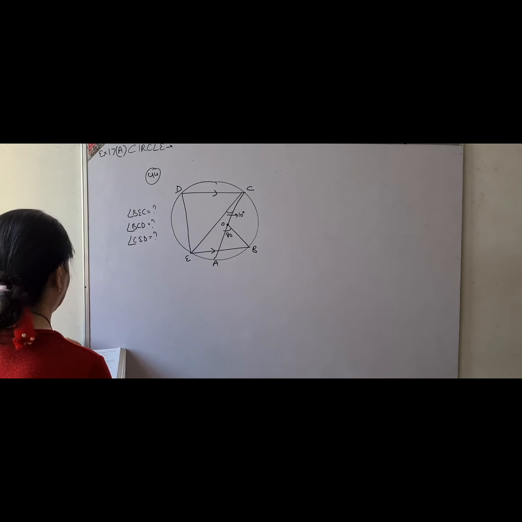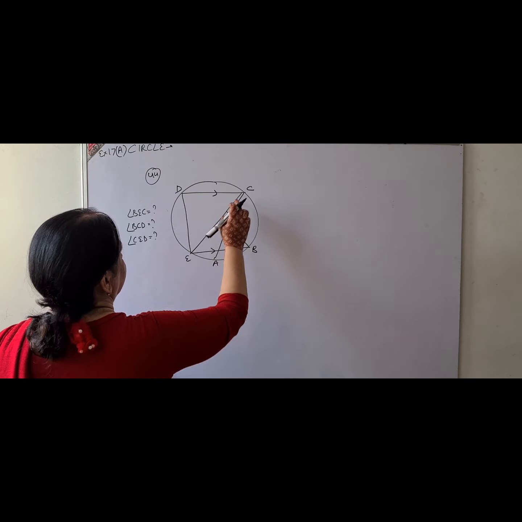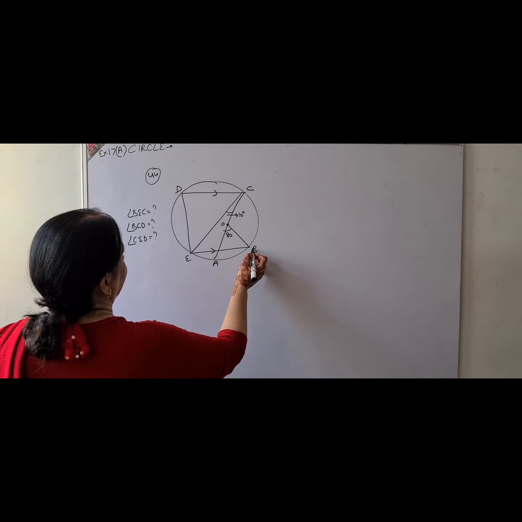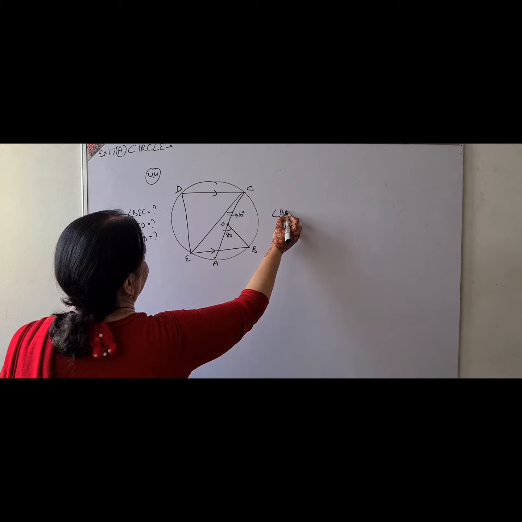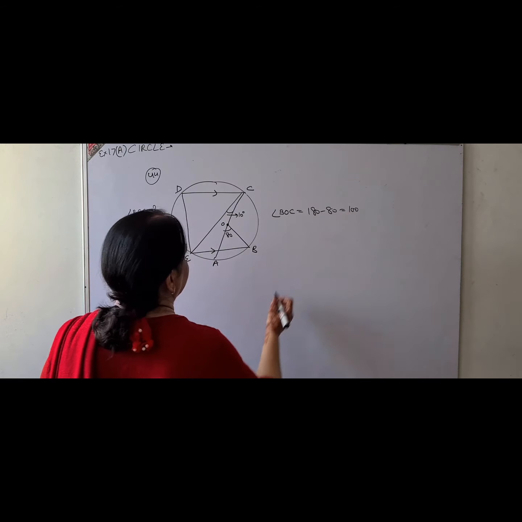Okay, children, start with angle BEC. Very simple, just listen to me. Angle BOC is 180 minus 80, which is 100. Reason: straight line.